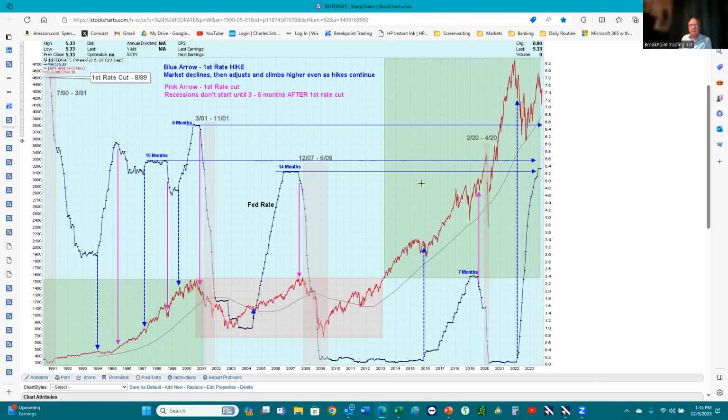I guess when I was making that claim, I'd always thought it was 14 months. I didn't know 15 months was the longest the Fed held steady. So that's what I was referring to when I said higher for longer.